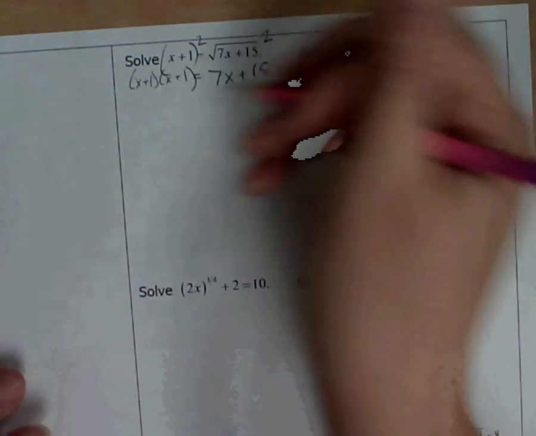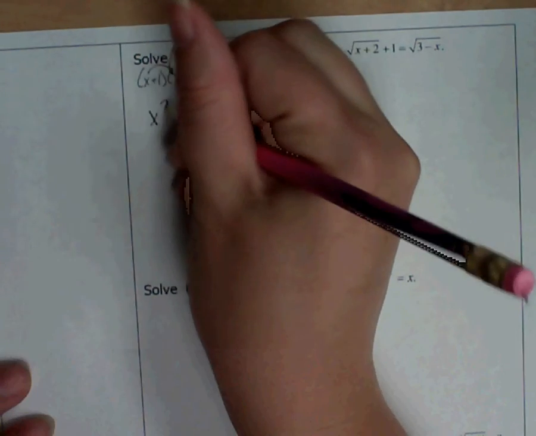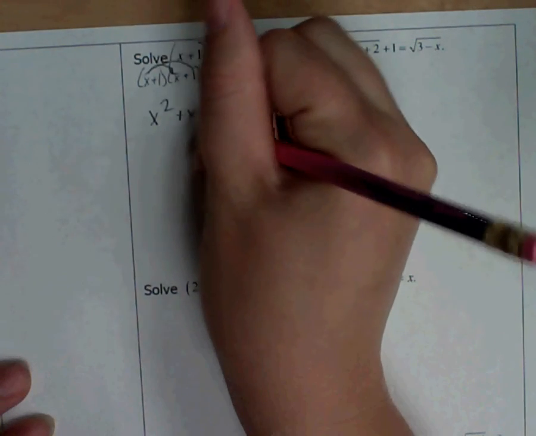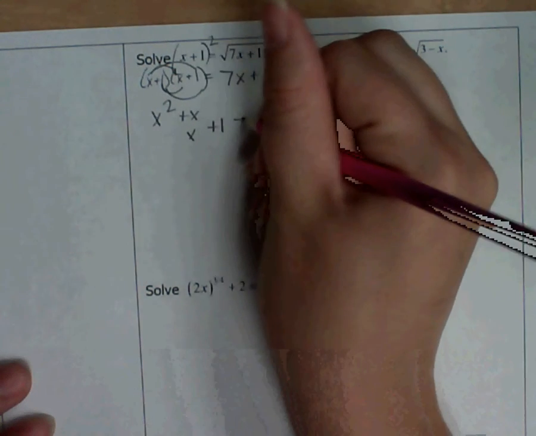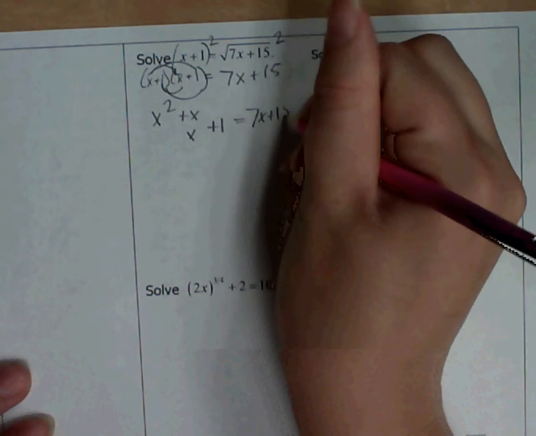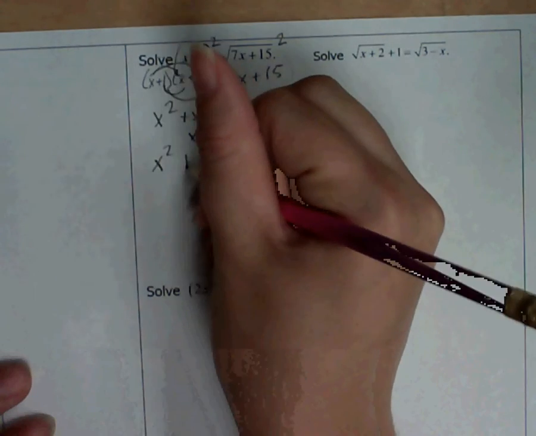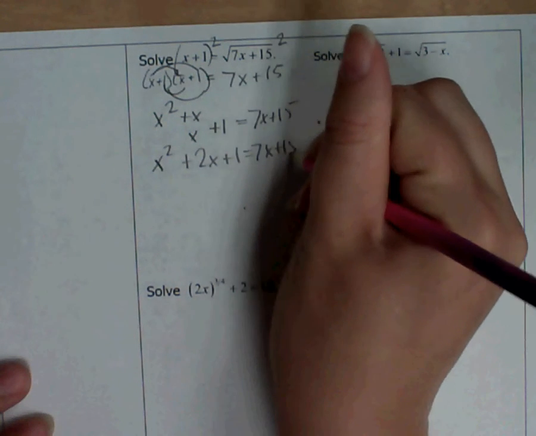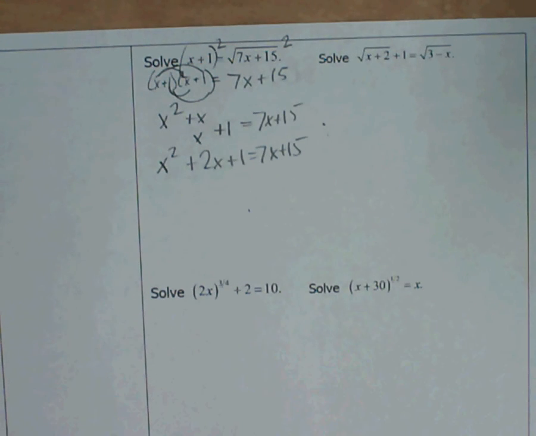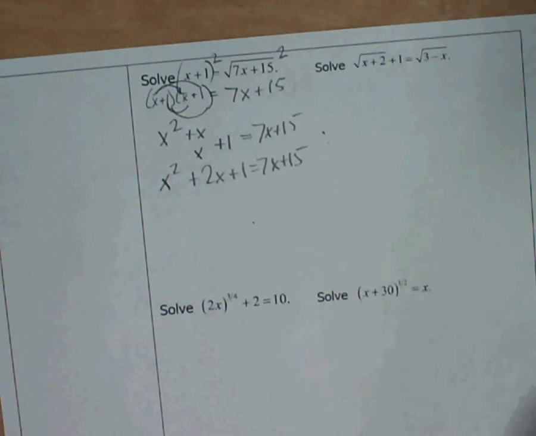So x times x is x squared, x times 1 is x, 1 times x is x, 1 times 1 is 1, equals 7x plus 15. So x squared plus 2x plus 1 equals 7x plus 15. Now anytime you have a squared term, a quadratic, you're going to want to get everything on one side and see if you can factor it.